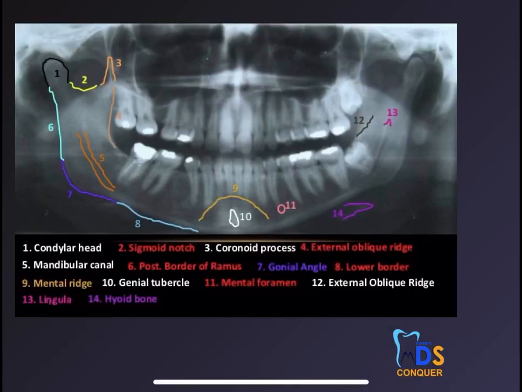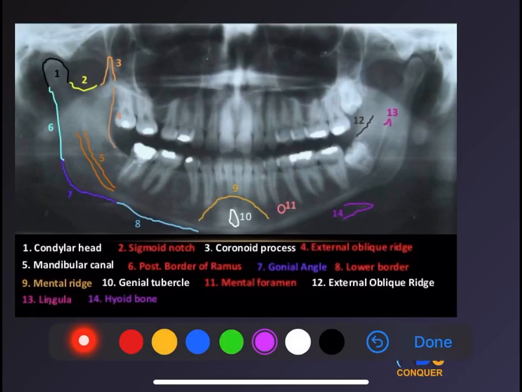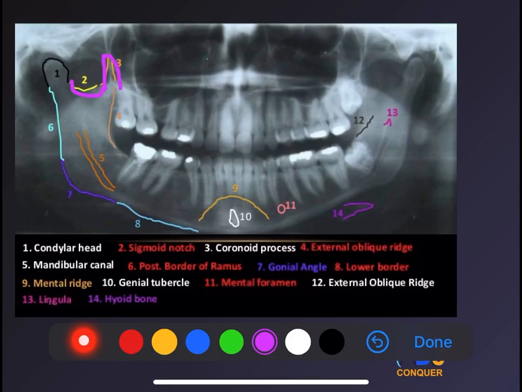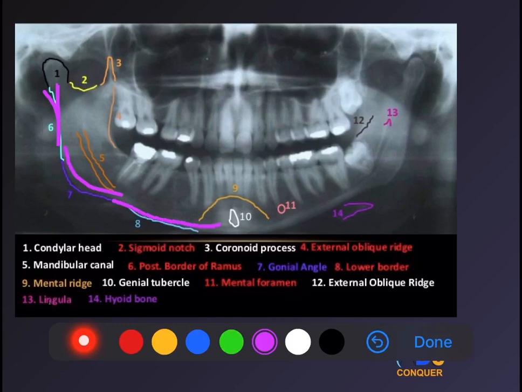So now if you go further, these are the other landmarks. So you know this is the condyle, coronoid and the sigmoid notch, that we are pretty aware of. So 1, 2, 3 are the condylar head, the sigmoid notch and the coronoid process, right? Now 4 is the external oblique ridge, 5 is the mandibular canal that we have discussed, 6 is the posterior border of the ramus, 7 is the gonial angle, 8 is the lower border of the mandible.